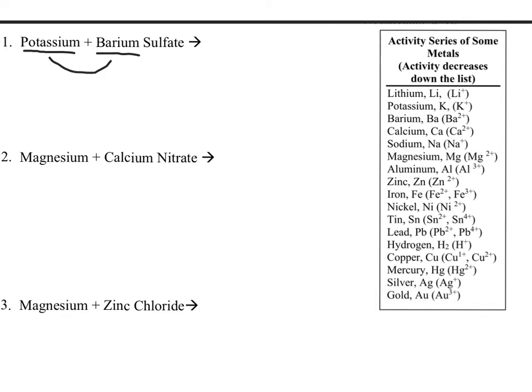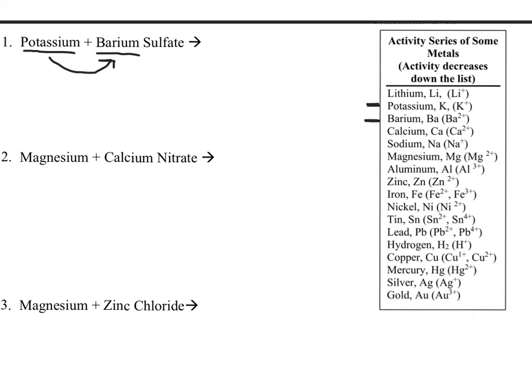If potassium ends up being stronger than barium, then barium will go out by itself and potassium will come in and bond with sulfate. To figure that out, we have to look at the activity series over here to the right. We're looking at potassium, which is up top on the chart, and barium, which is just underneath it. Potassium is higher up on the chart, so therefore it's stronger.